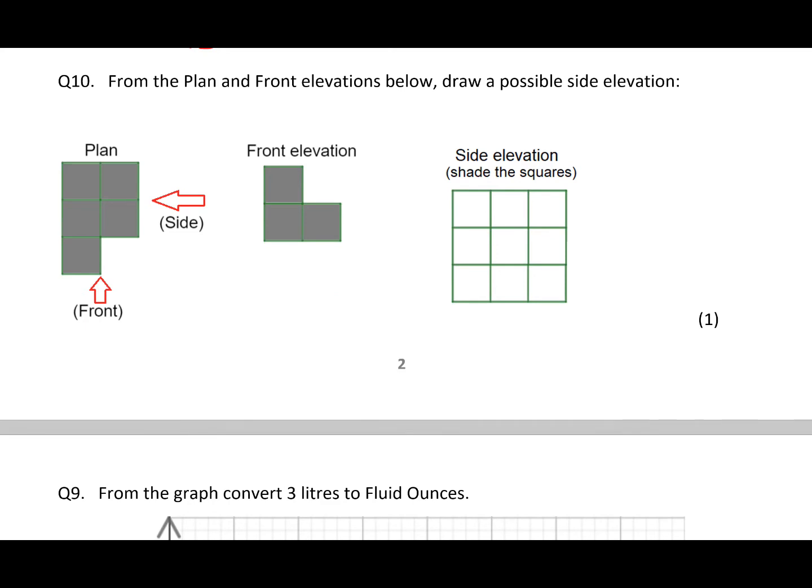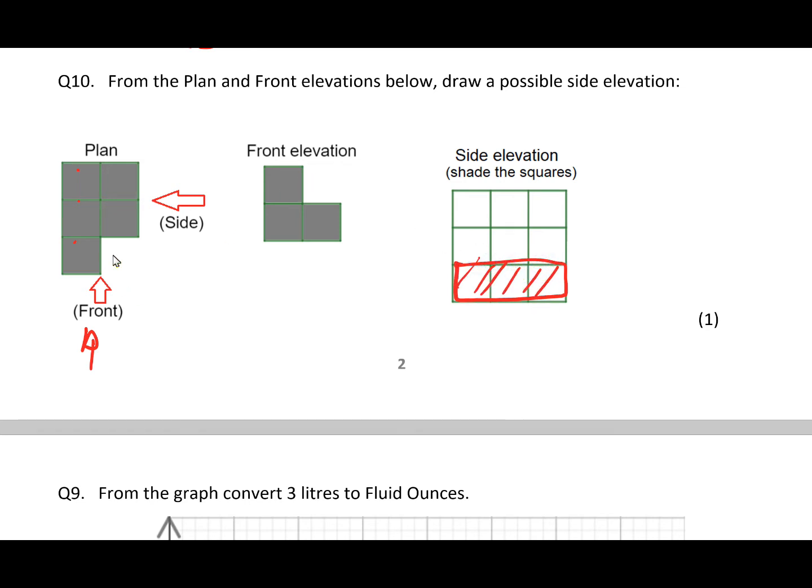Question 10. From the plan and front elevations below, draw a possible side elevation over here on the right hand side. So I know looking down on it, I've got this pattern, and I know when I look at it from the front, I've got these two here. So when I look at it from the side, I could have 3 going that way. So I'm looking at it this way. I'm expecting to see 3 squares across the bottom.